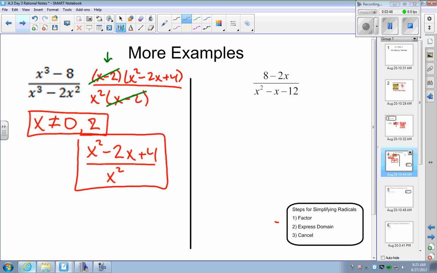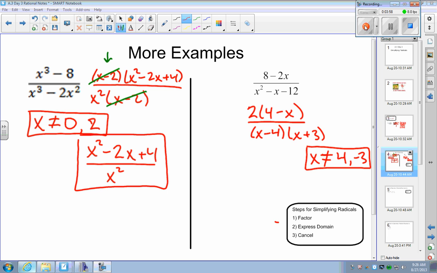There's one more example here. I'm just going to pause it and show you guys the solution to save a little bit of time. If you want some extra practice, give the video a little pause and see what you get.